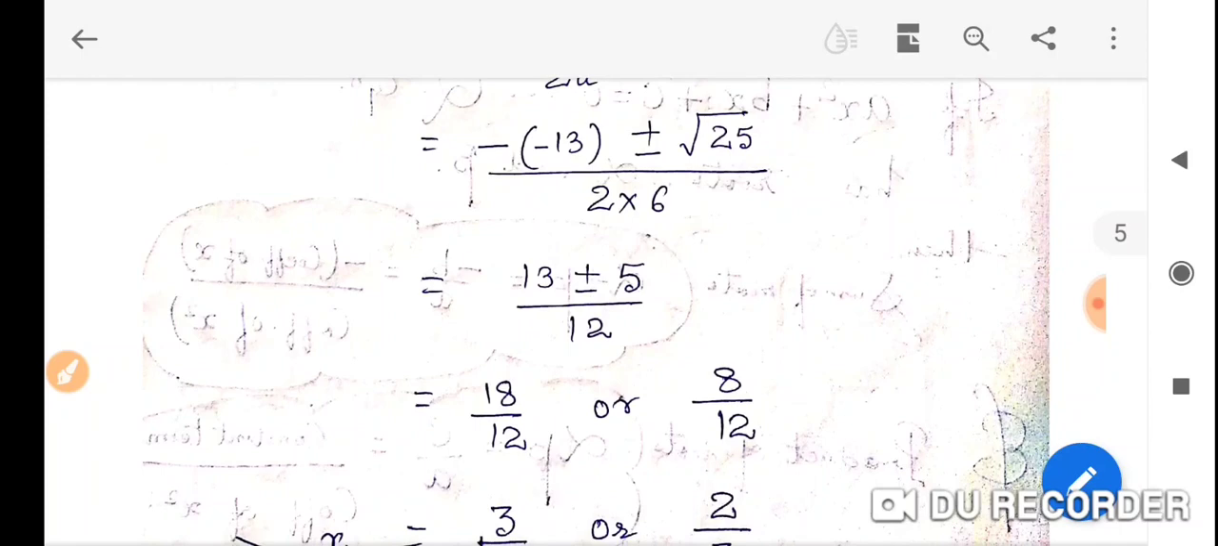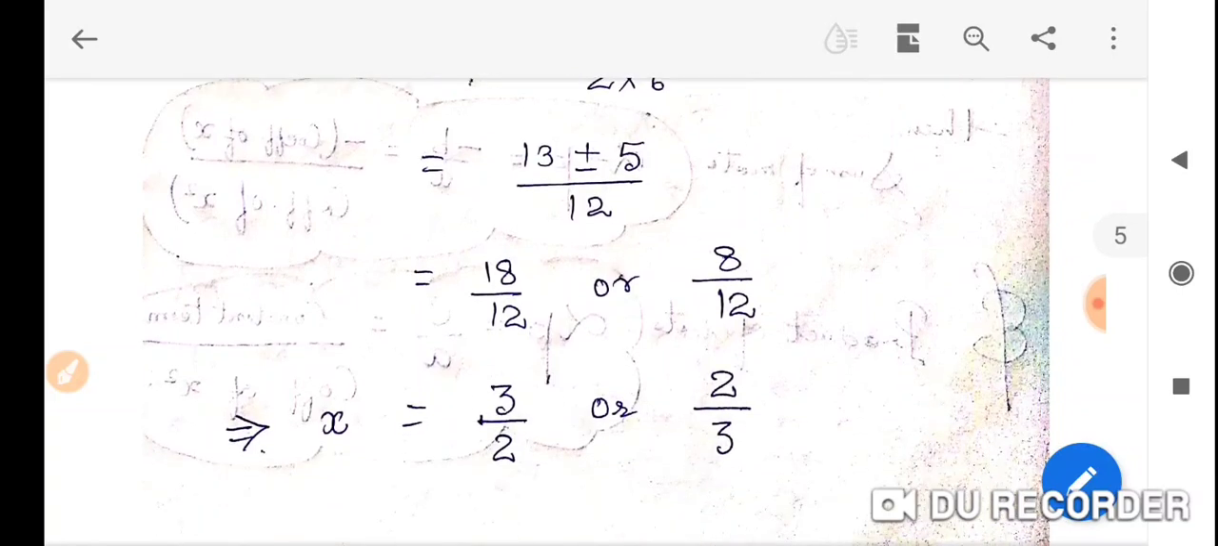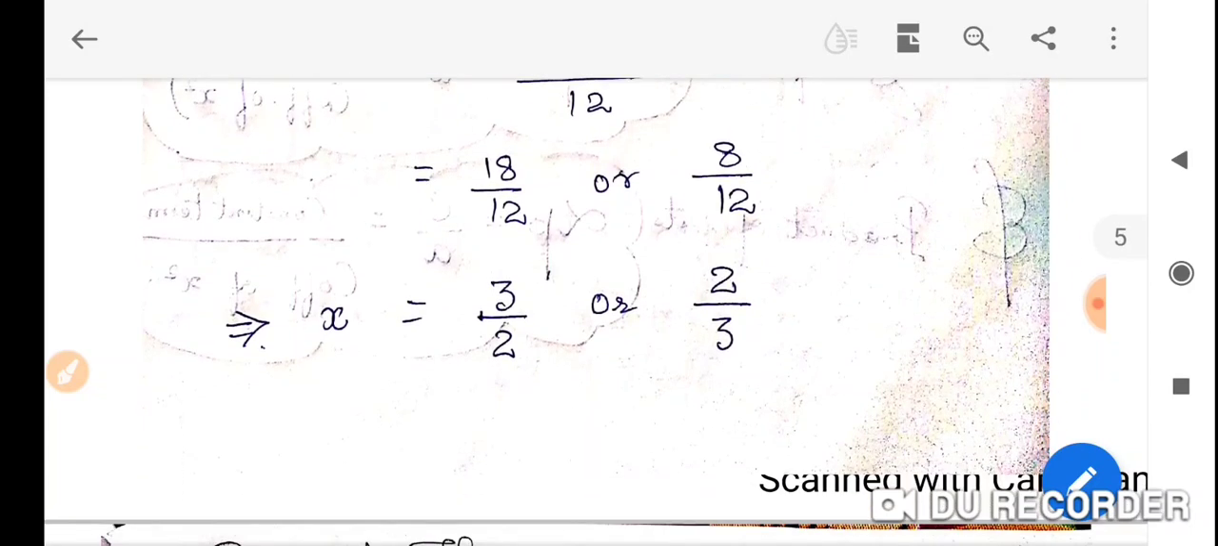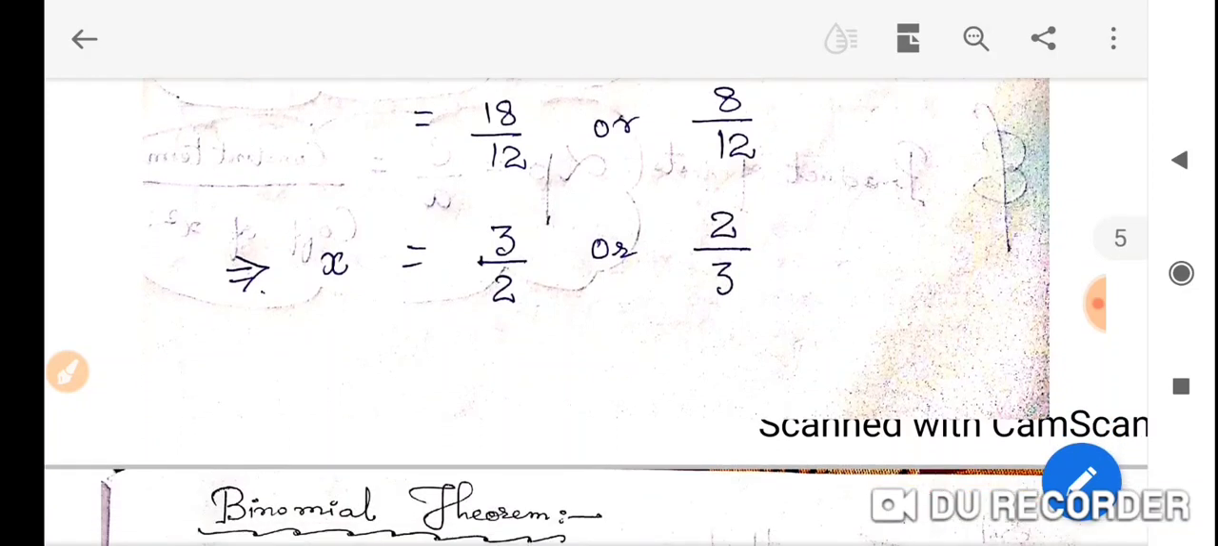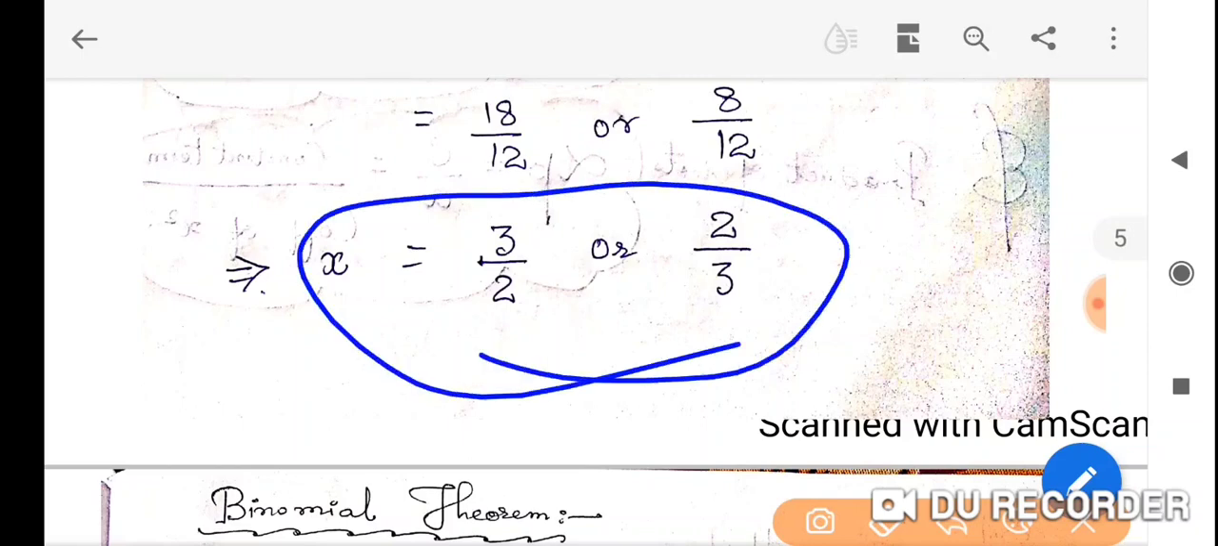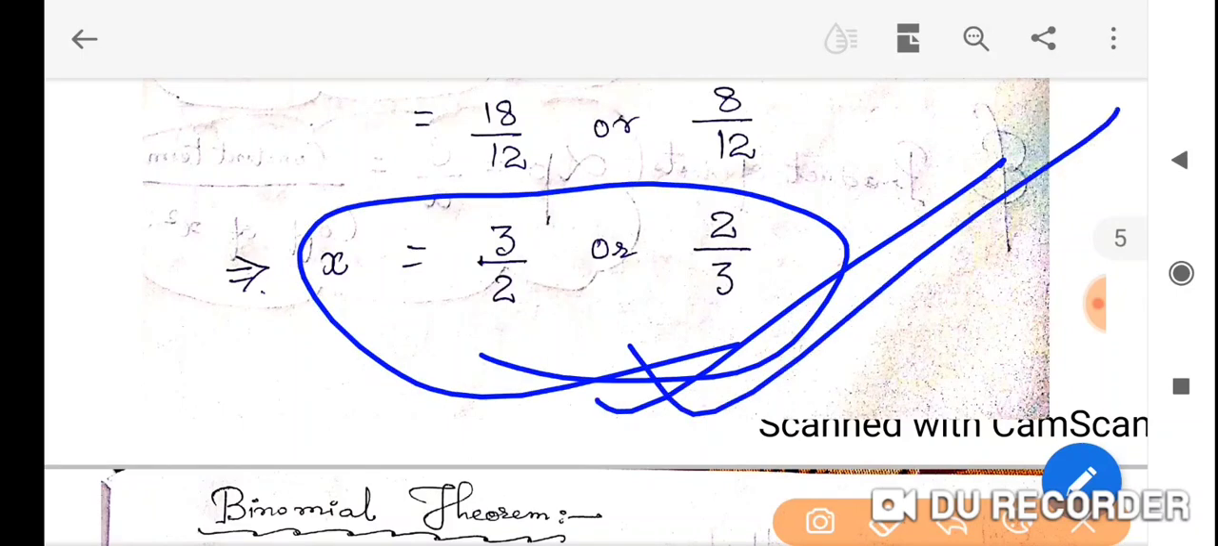18 by 12 or 8 by 12. The two values come out to be 18 by 12 or 8 by 12 as alpha and beta. On further simplification, we get x is equals to 3 by 2 or 2 by 3 in simplest form. This is the solution of the given quadratic equation.